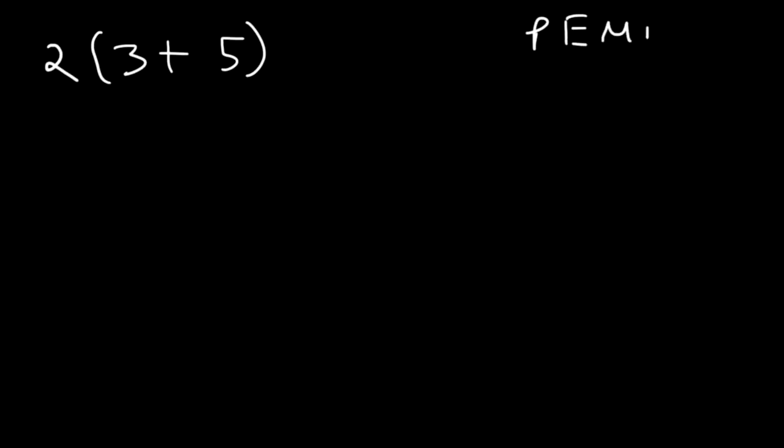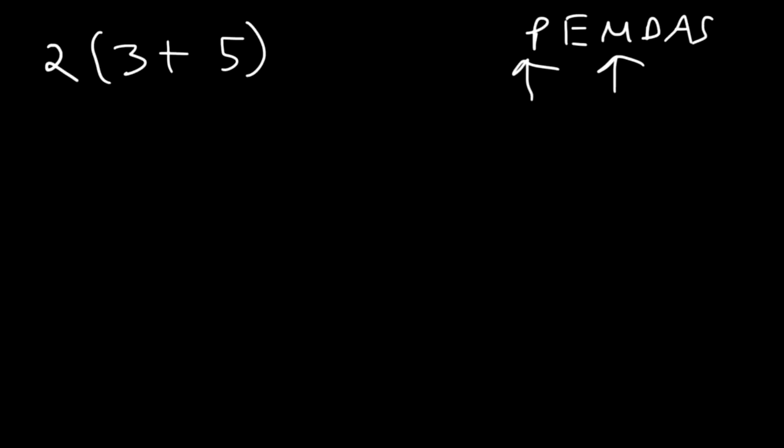So now we're going to deal with examples that have parentheses and exponents. So let's start with this one. What's 2 times (3 plus 5)? So should we add or should we multiply? When I mean add, should we work with what's inside the parentheses or should we multiply first?